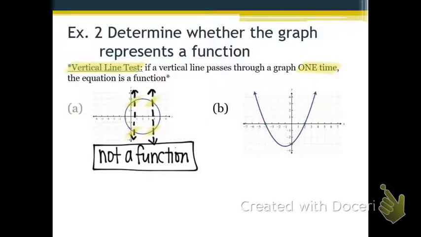Now let's look at letter B. This is called a parabola, and eventually we will be learning how to draw parabolas. But for now, we're just trying to decide, is it a function? So let's do our vertical line test. Again, anywhere you want. You can draw that vertical line anywhere you want. Put those arrows on the end. How many times does this vertical line pass through this graph? One time, all right? It only passes through one time.